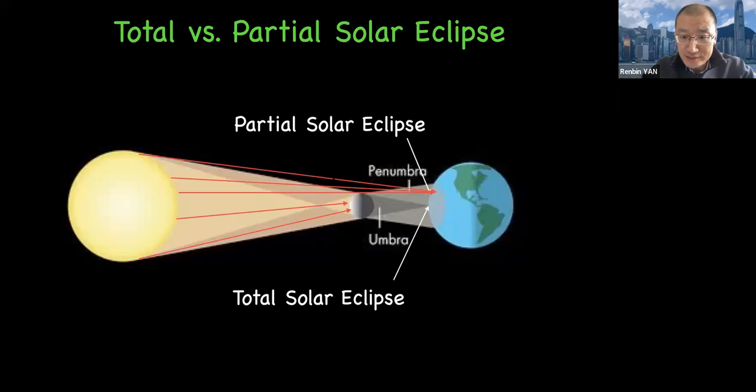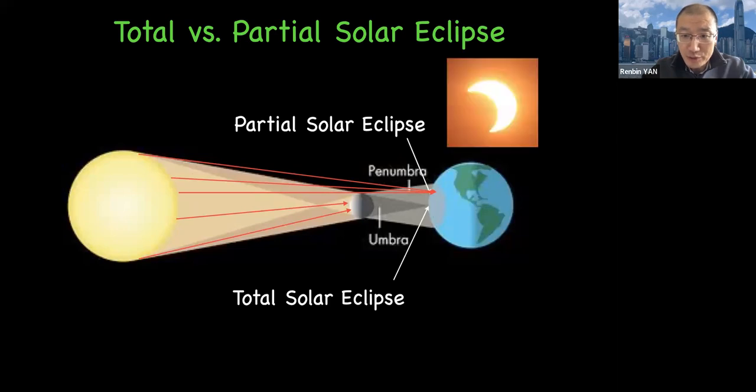In the penumbra, only part of the sunlight can reach those locations, and so those regions will see a partial solar eclipse. A partial solar eclipse looks like this: the sun becomes a crescent because the moon is blocking part of it. So when you see this in the sky, you're in the penumbra part of the shadow. You are seeing only part of the sun.